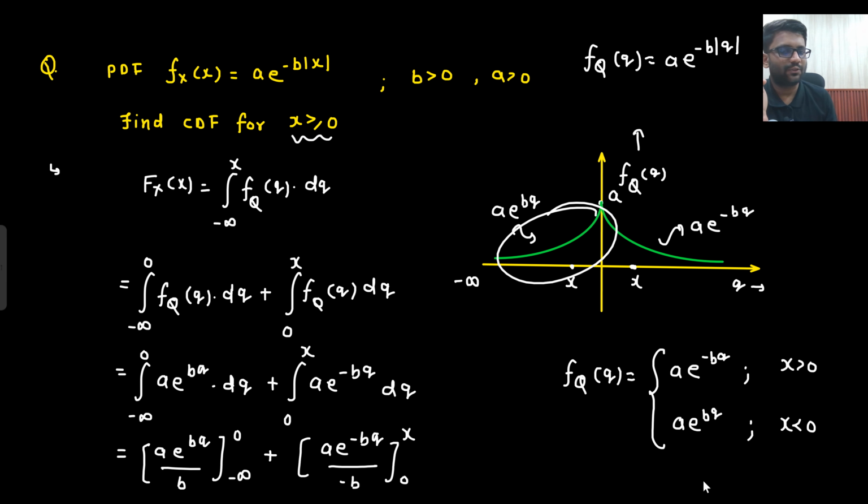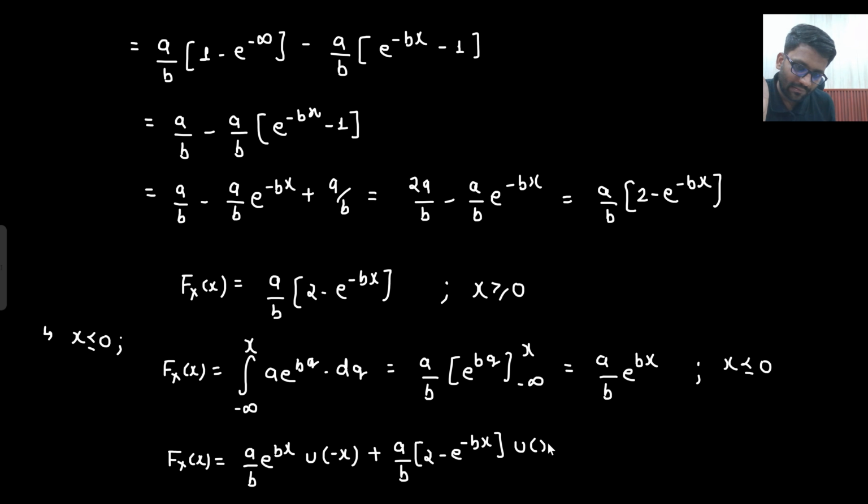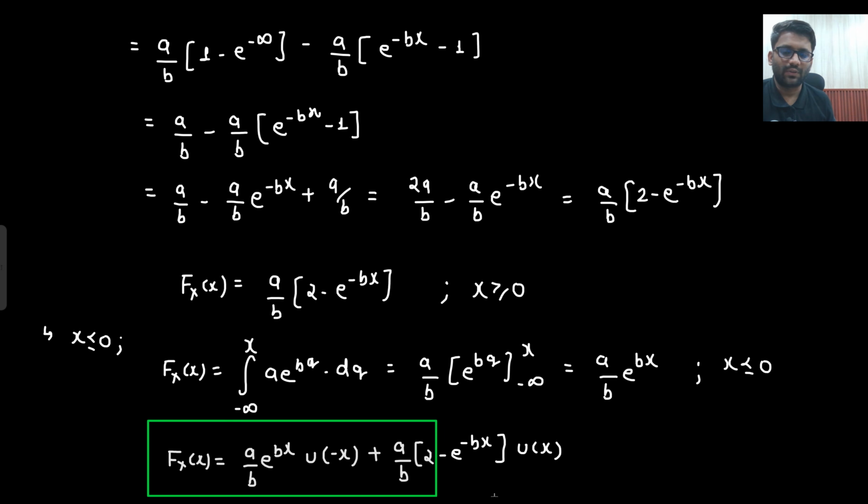If it is greater than 0, then both graphs come into action: this graph from 0 to x, and this graph from minus infinity to 0. So we got this answer for less than 0, and this answer for greater than 0. This is your complete Fx of x. For less than 0 you put u of minus x, and for greater than 0 you put u of x.